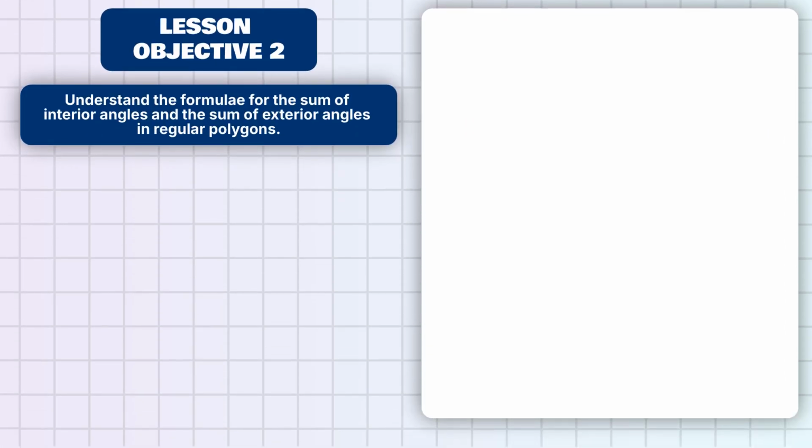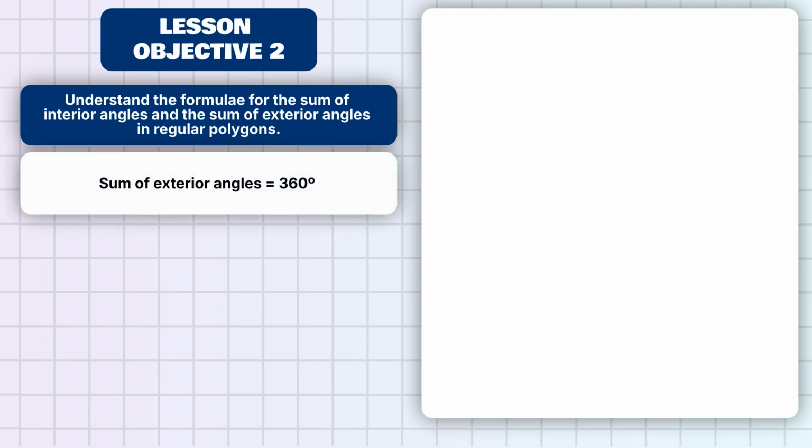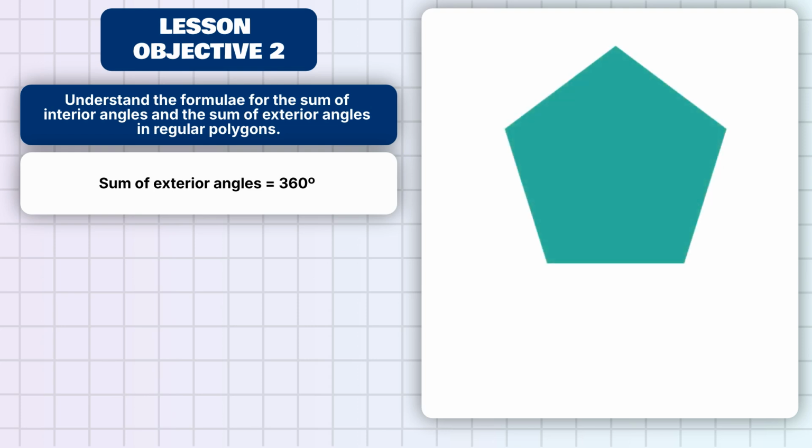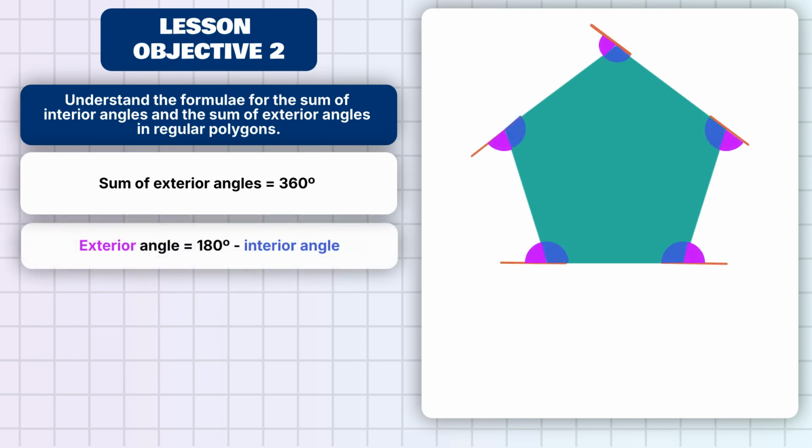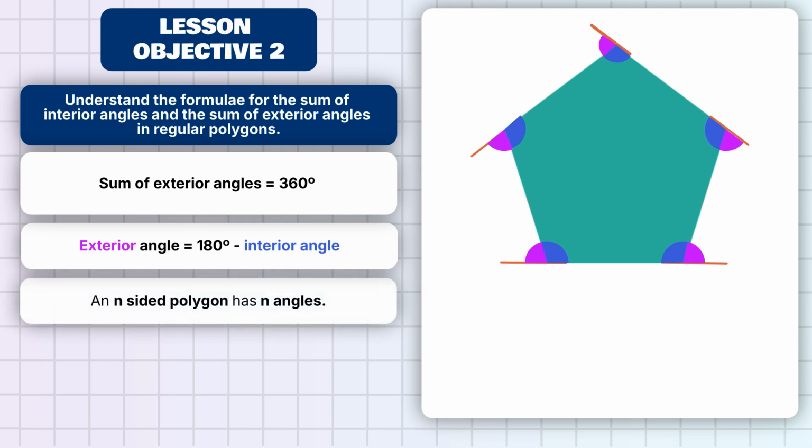Next, let's look at the sum of the exterior angles. This proof is a bit more complex and involves algebra. For any polygon, the sum of the exterior angles is always 360 degrees, regardless of the number of sides. We will derive this using the properties of interior angles that we already know. Let's use the example of a pentagon. Firstly, we know that the exterior angle is given by 180 degrees minus the interior angle. Secondly, we know that the number of sides of a polygon, n, is the same as the number of angles in a polygon. A pentagon has 5 sides and so will have 5 angles.